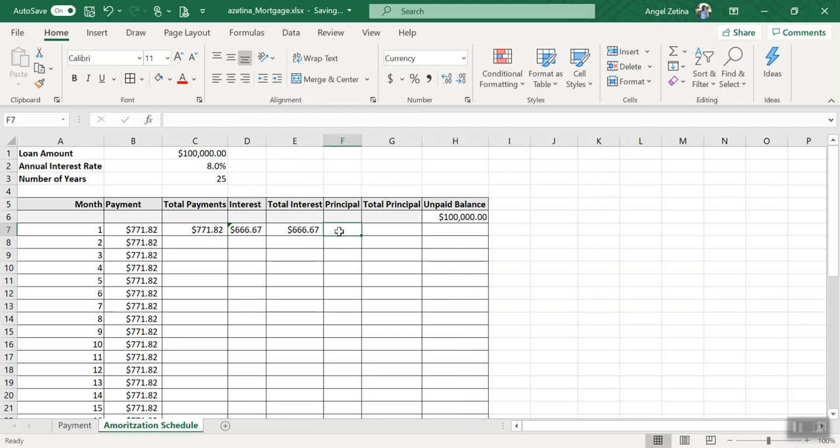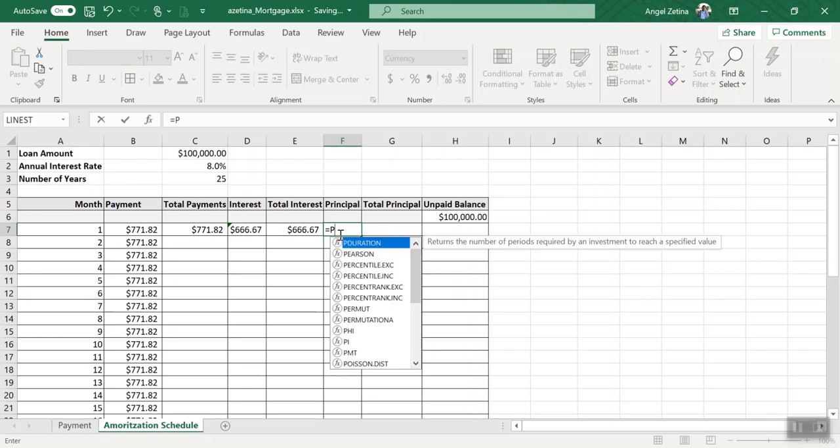To calculate the principal, we're going to use another formula called PPMT. PPMT is a function that calculates the principal part of the periodic payment. In other words, out of the $771.82, how much is actually being paid towards the loan? All right, so that's the concept behind this new function.